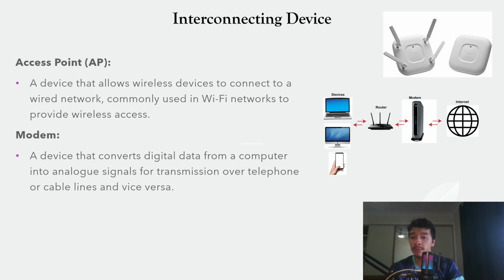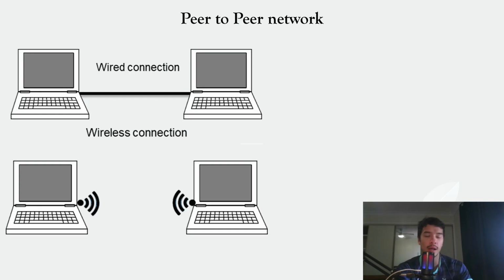Next one, you've got a modem, a device that connects digital data from a computer into analog signals for transmission over telephone or cable lines and vice versa. It's like at my house, I have a modem that does that. It transmits from the coaxial cable, which is analog signals, I believe. I'm not too sure of that one. I have to do more research on that one. If I'm wrong, correct me.